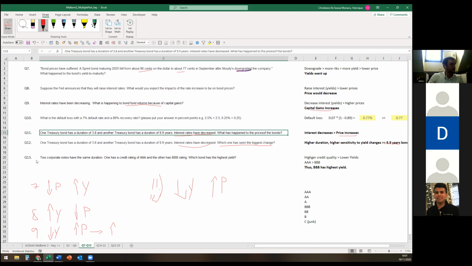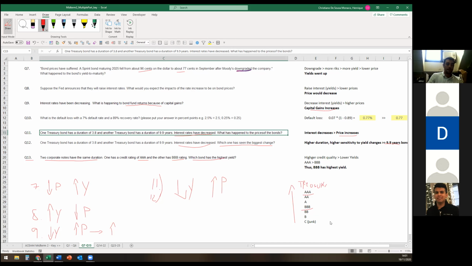Okay. Then question 13, two corporate notes have the same duration. Now, the same duration, but they have different credit qualities. AAA, and the other one is BBB. So we're talking AAA and BBB. And remember, this is higher, and you have treasury here. So which bond has the highest yield?